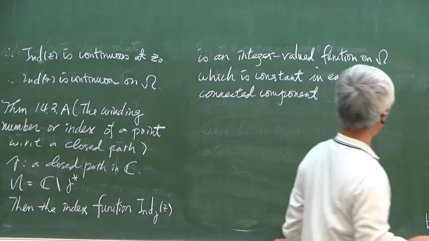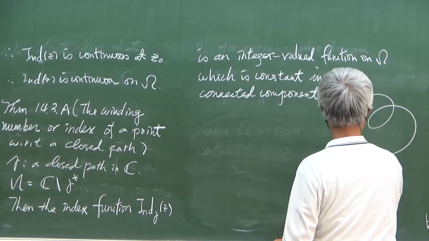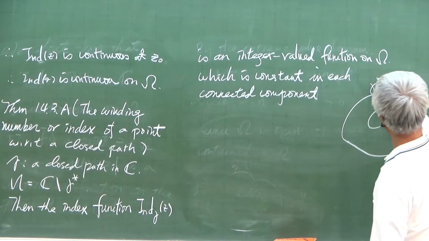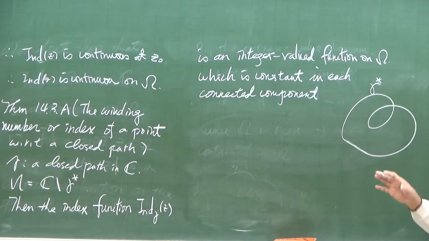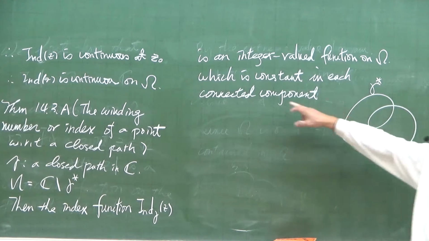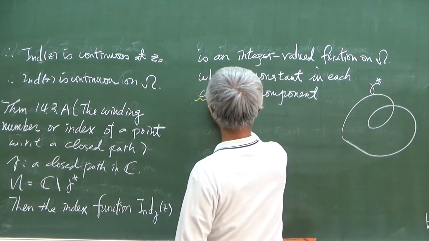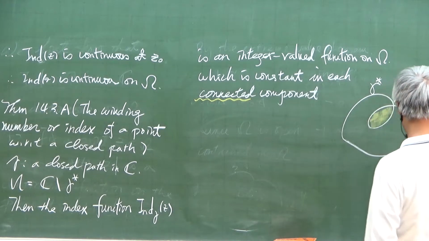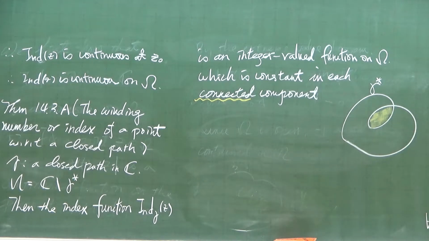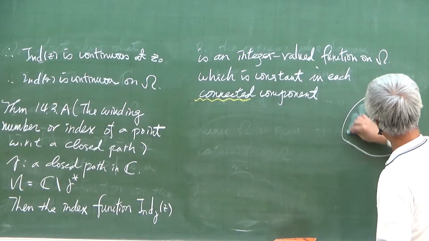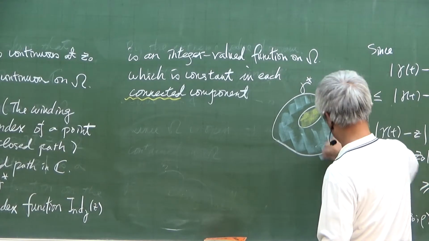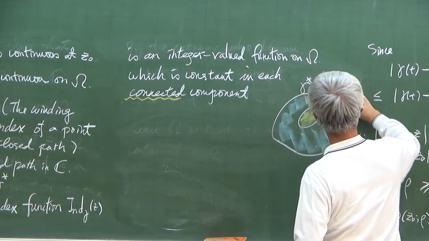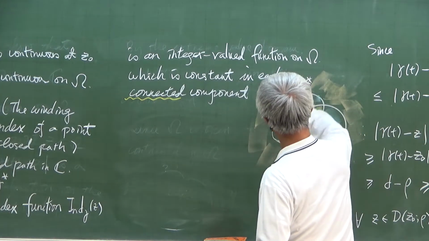Well, if this is gamma star, now the complement of gamma star has three connected components. So this is one component, and another component is the second component. And then the third component is just our unbounded region here.